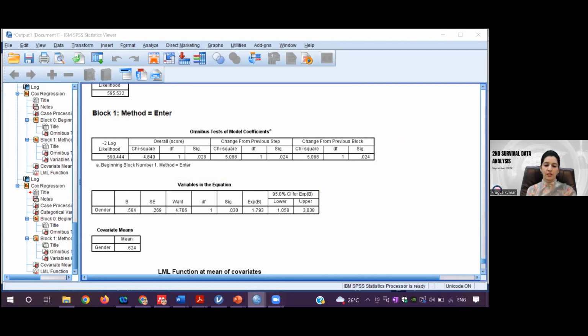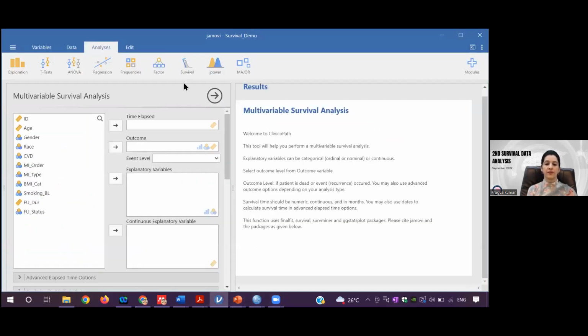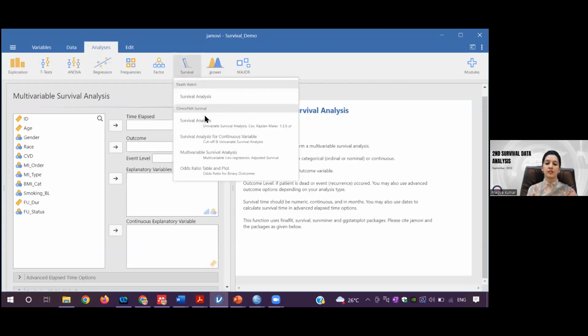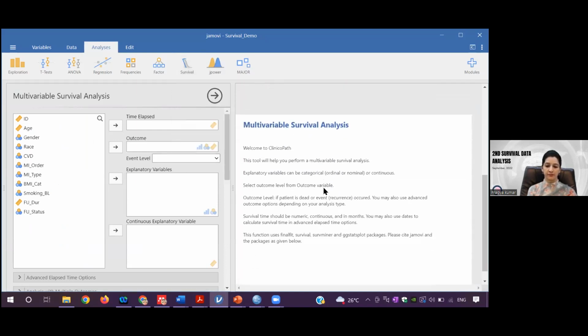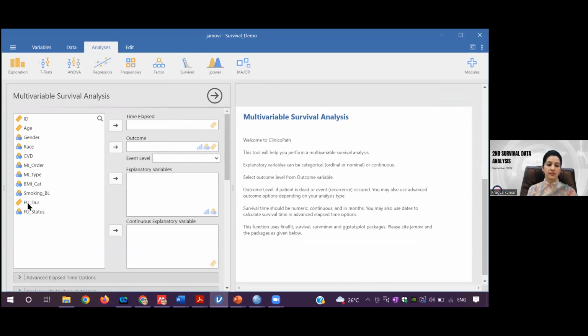So I'll go to JAMOVI now. In JAMOVI, initially for Kaplan-Meier, we used univariate. But here we have to use multivariable because you need to put more variables. So you click this multivariable, then this window will appear. This follow-up duration, you move here. Outcome, you have to move here.